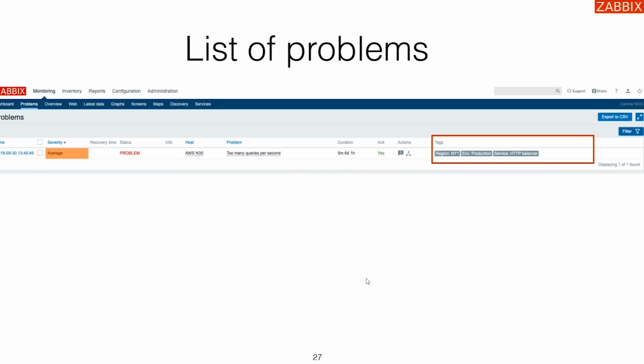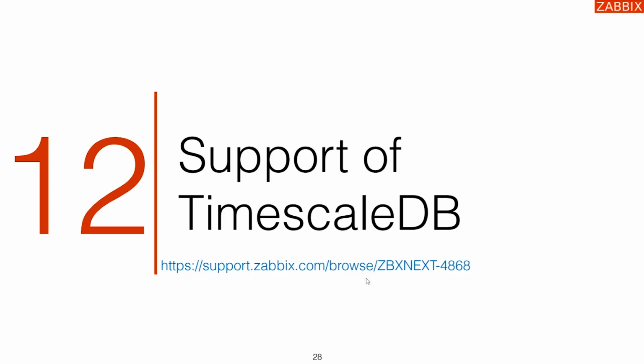Then, of course, also the list of the problems where we can visualize and make it easier to understand. Like in this example, we may see that there are too many queries per second. Okay, what about it? But if we see also the tags, so the region, New York 1 is affected, and environment is a production, and service HTTP balancer is affected by this problem, it will simplify your process for troubleshooting. You know, some additional stuff that you might check in the graphs, in the latest data, and perhaps also some triggers.